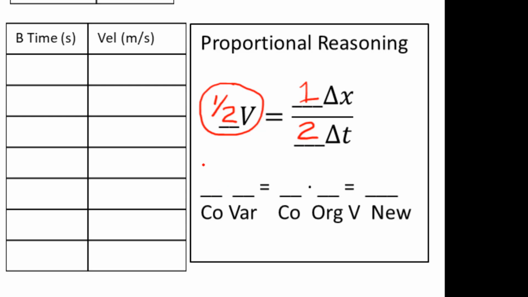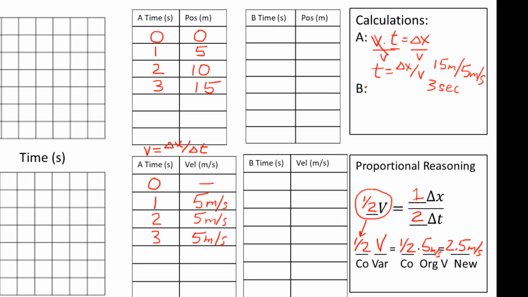Let's go ahead and calculate that. My new coefficient is 1/2. My variable is V. So my coefficient, 1/2, times the original value, 5 meters per second, gives us our new value, 2.5 meters per second. Let's go ahead and calculate that time now that we'll need. We're saying 2 times our original time, 2 times 3 seconds equals 6 seconds.